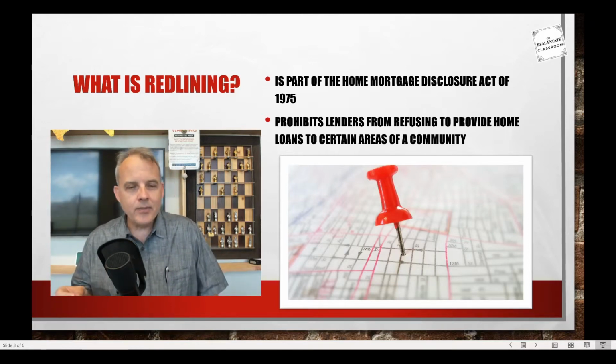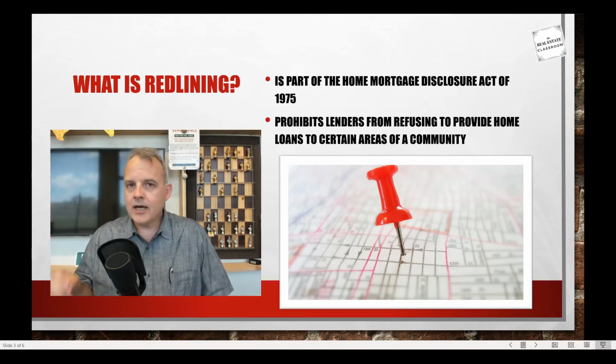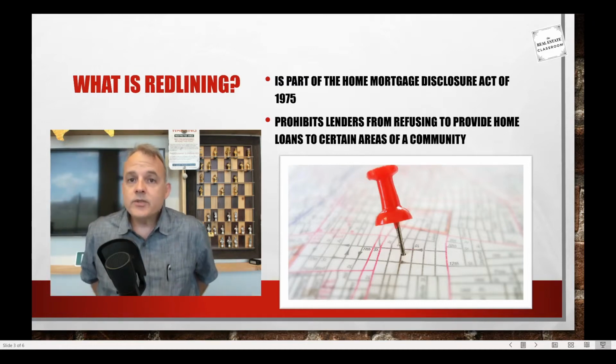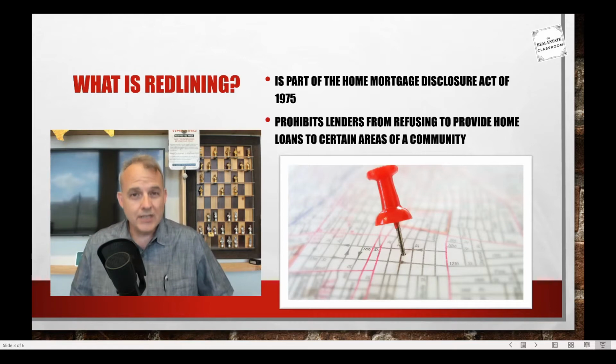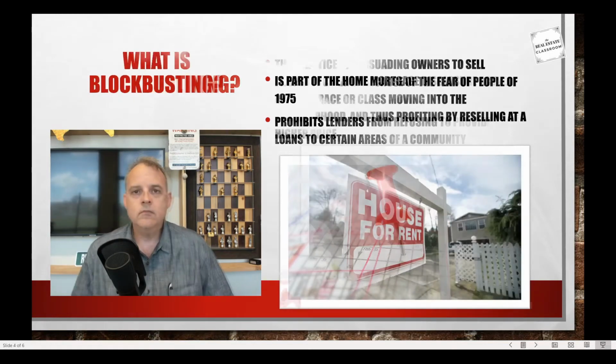And what ended up happening is those redlined areas were high density population minority groups like African Americans, Latinos, etc. And so it was discriminatory practice that was legal and was done all the time by lenders until the Home Mortgage Disclosure Act was passed in 1975 and made it illegal.